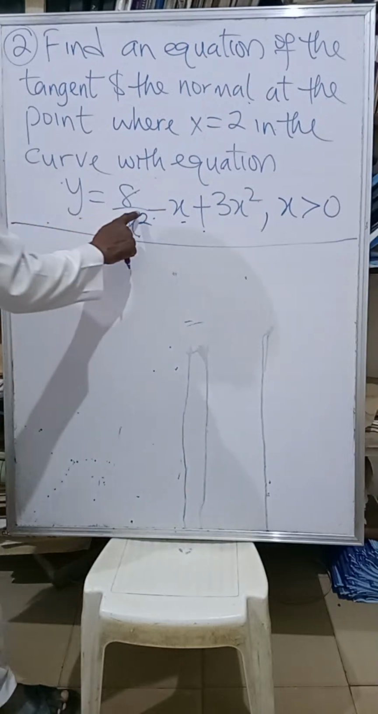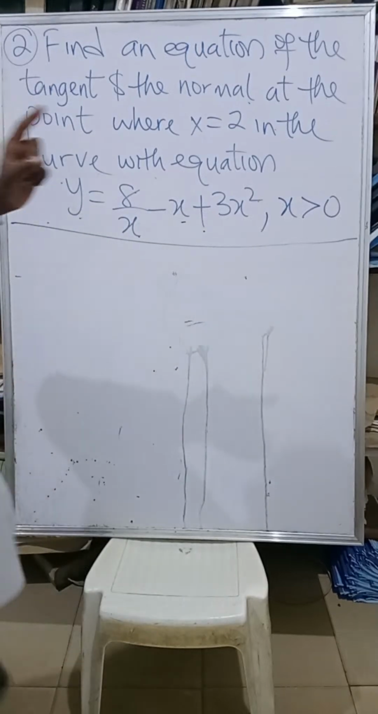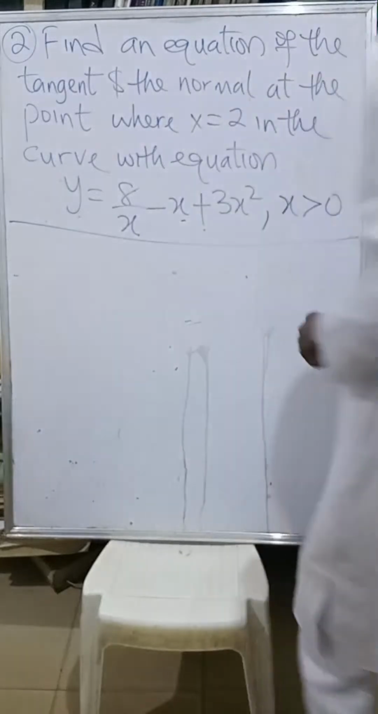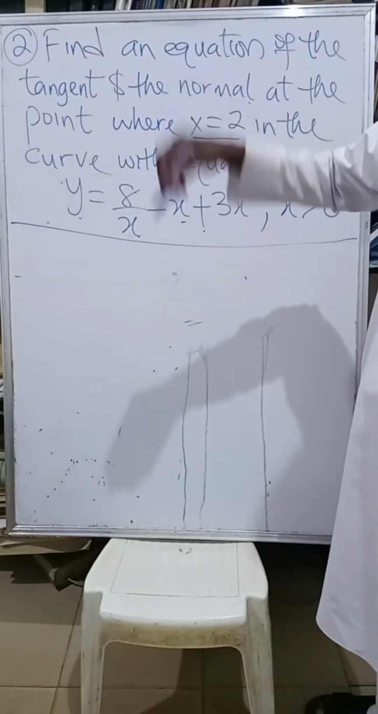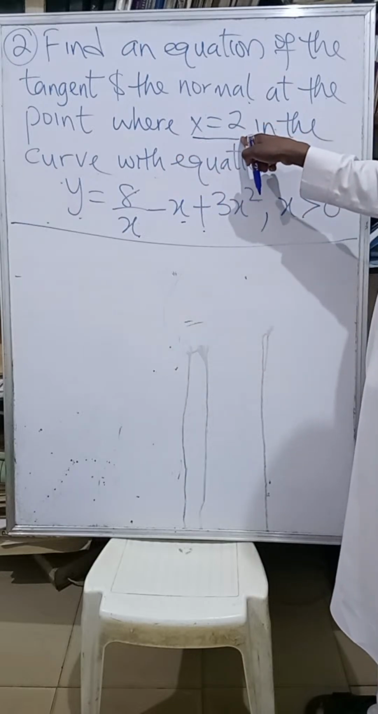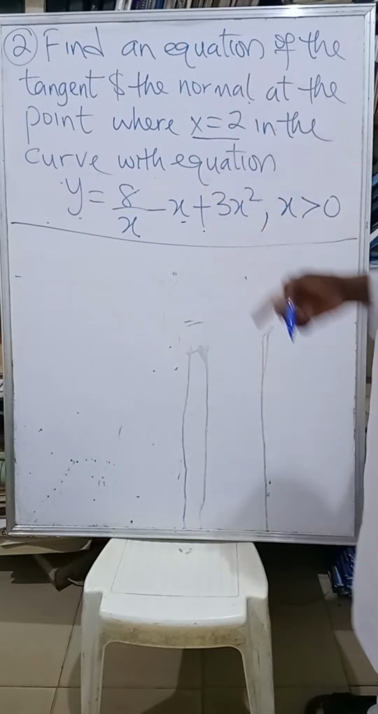Okay, so let's go to the solution to the question. The first thing we are going to do: we are given x equal to 2. We have the x coordinate, so we need to find the y coordinate.